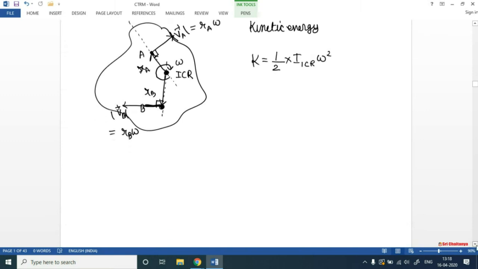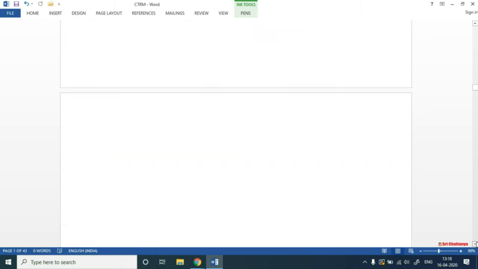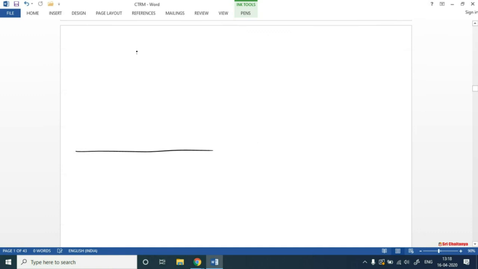So this is how we can write the kinetic energy of the body in an alternate way. One simple question we will look at, where we will try to use the concept of instantaneous center of rotation to solve it. Let's say we have a smooth horizontal surface and a rod of mass m and length l. This rod is slightly disturbed so that it starts falling.